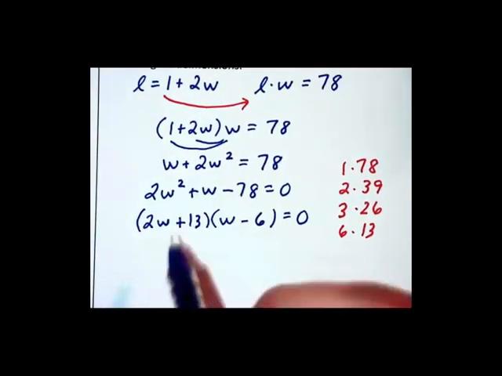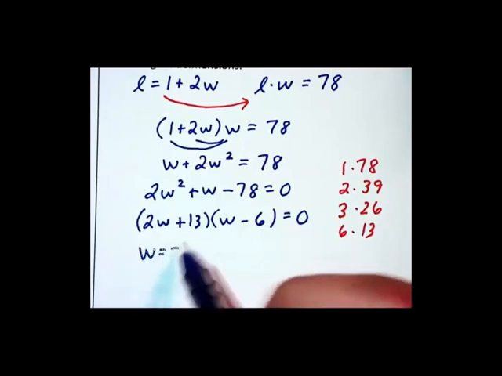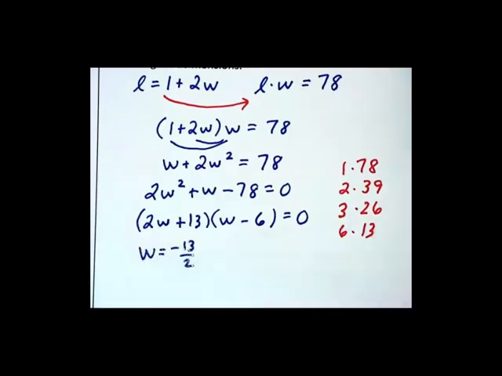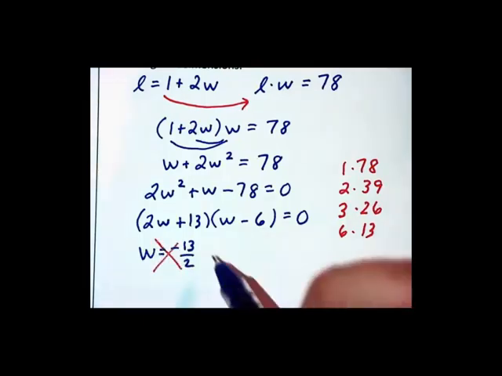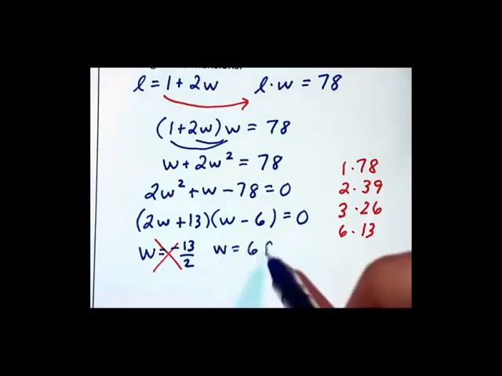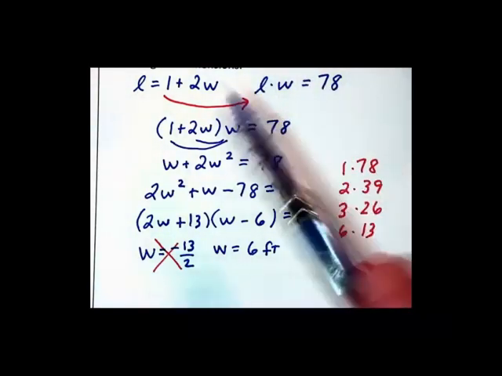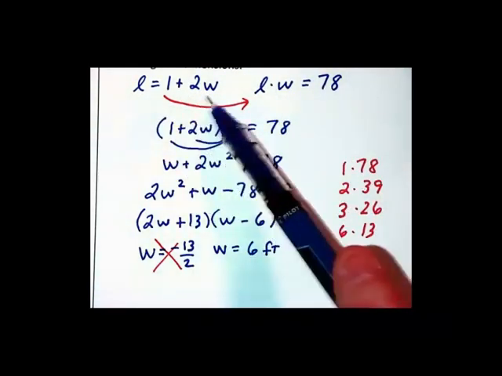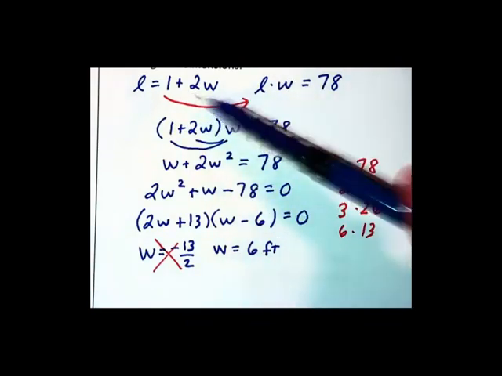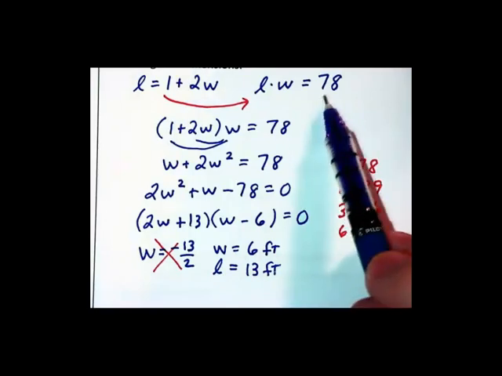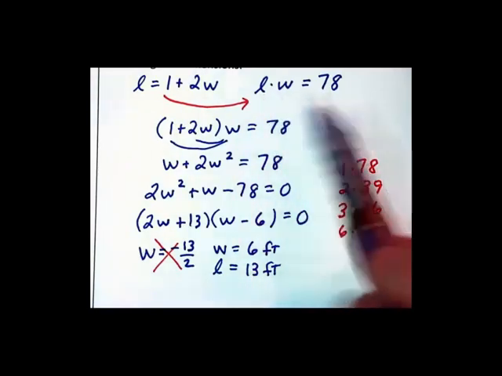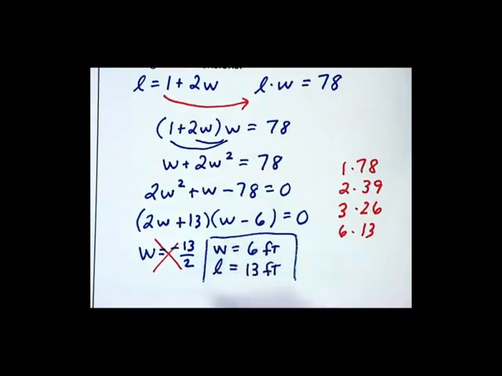My two solutions then become w equals negative 13 halves, which we have to cross off because the width can't be negative. And the other solution is w equals 6 feet, which will be the solution that we keep. Going up to the original problem here, the length is 1 more than twice the width. Twice the width, that's 2 times 6, that's 12 plus 1, gives us a length of 13 feet. And that actually checks over here in the other equation because 6 times 13 is also 78. So there we have our solution.